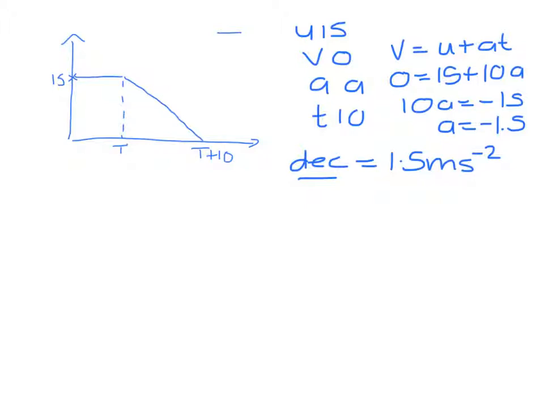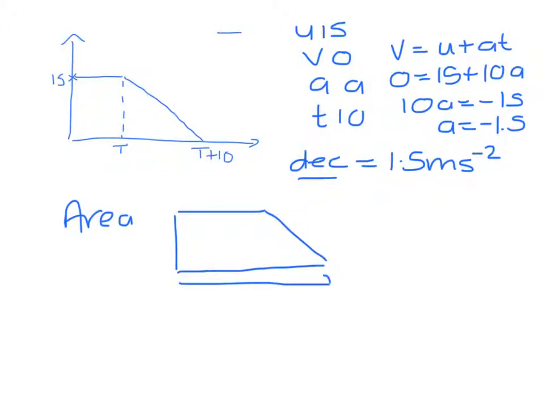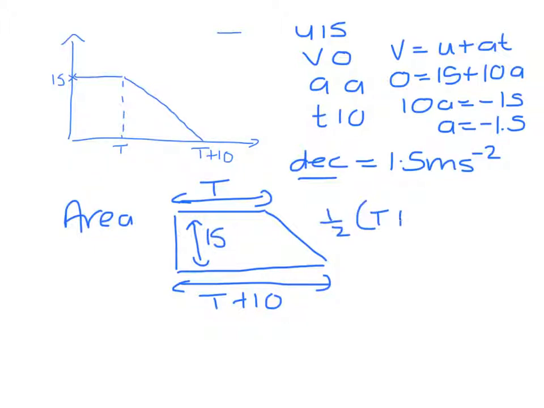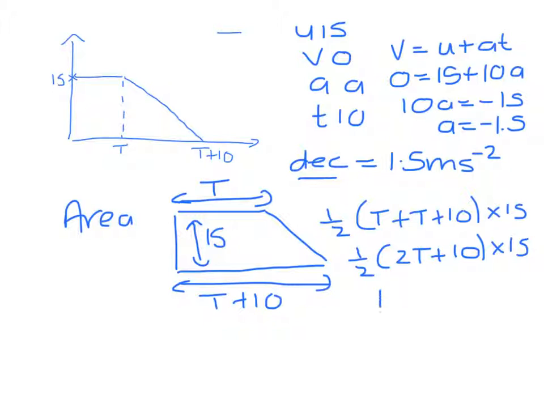Distance travelled by the bus is the area of the graph, and if I draw it out, I'll see that it's a trapezium. Length of this side is t plus 10, length of this side is t, and the distance in between is 15. So half the sum of the parallel sides times the distance between. Half times 2t plus 10 times 15. So half of 2 is 1 times 15, 15t. Half of 10 is 5, and 5 15s are 75.